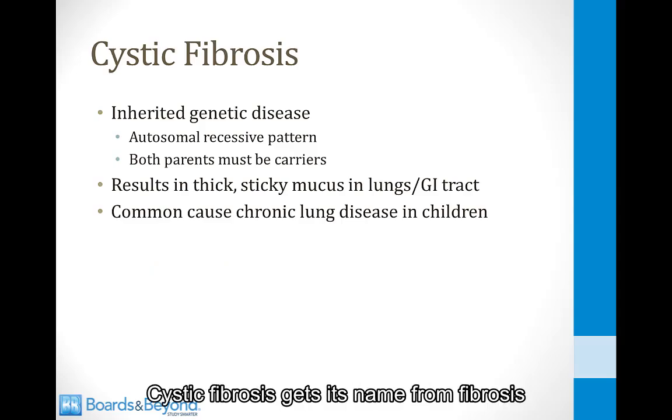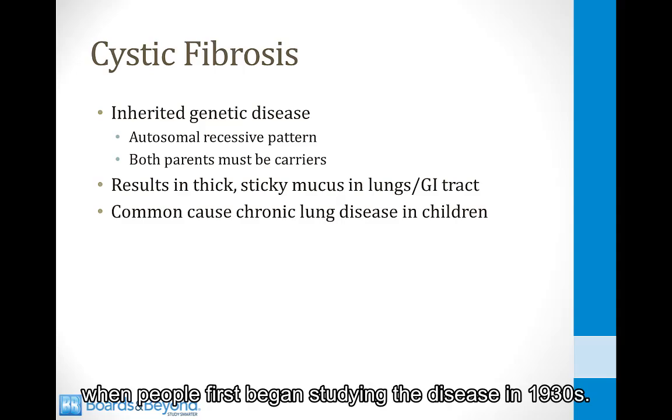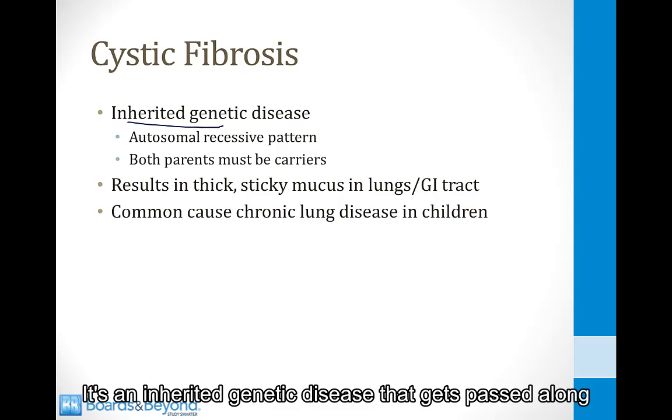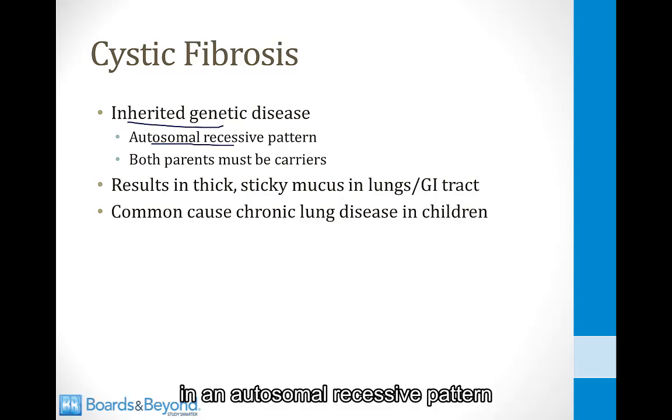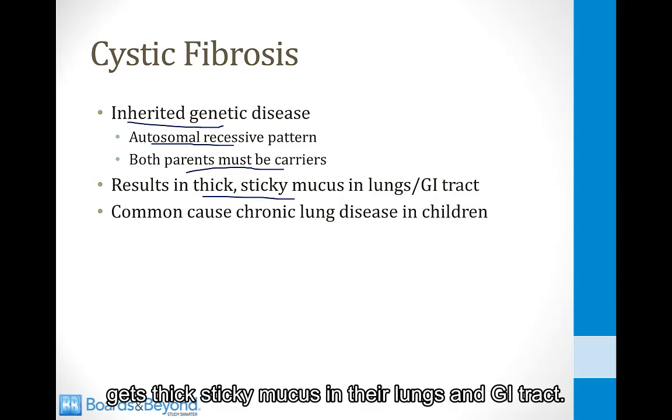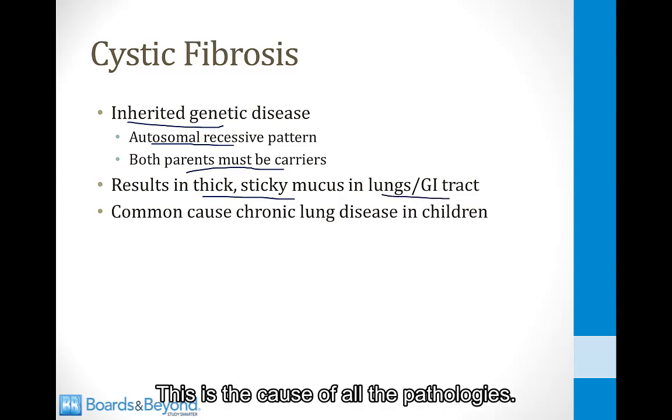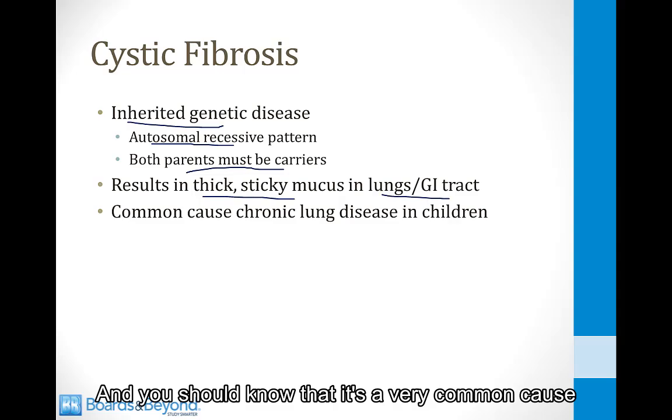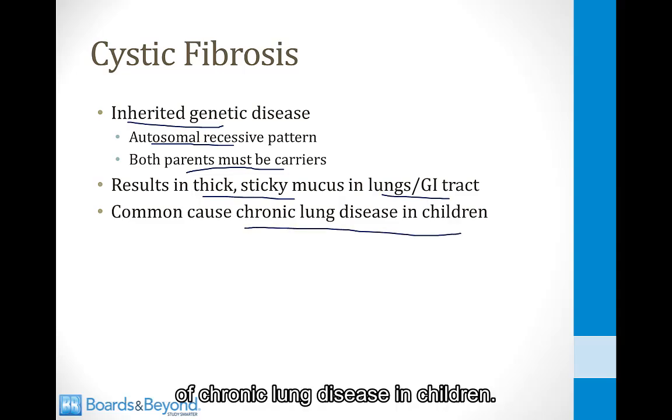Cystic fibrosis gets its name from fibrous cysts that were seen in the pancreas when people first began studying the disease in the 1930s. It's an inherited genetic disease that gets passed along in an autosomal recessive pattern, so both parents have to be carriers. Children with cystic fibrosis get thick, sticky mucus in their lungs and GI tract, and this is the cause of all the pathologies. And you should know that it's a very common cause of chronic lung disease in children.